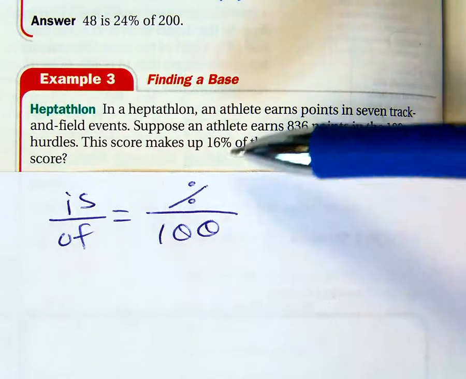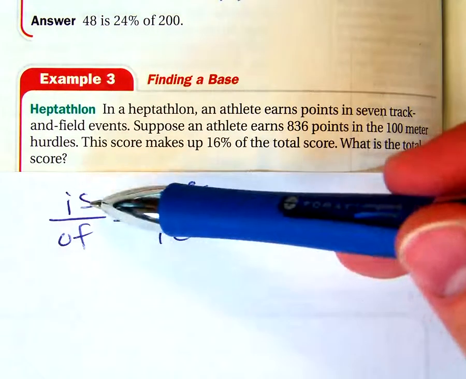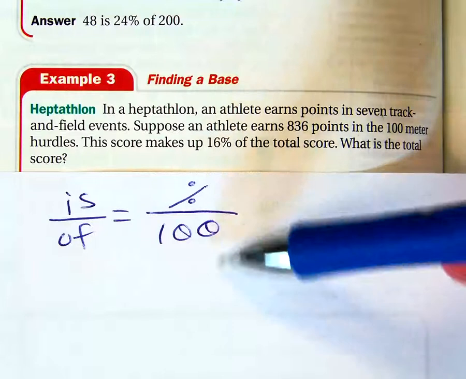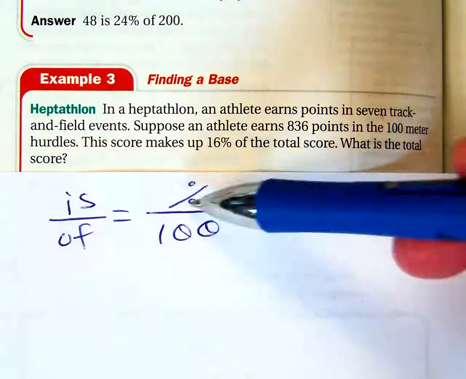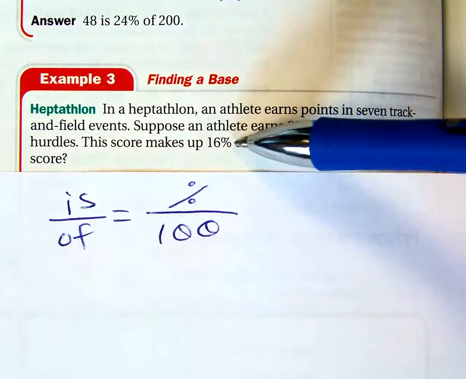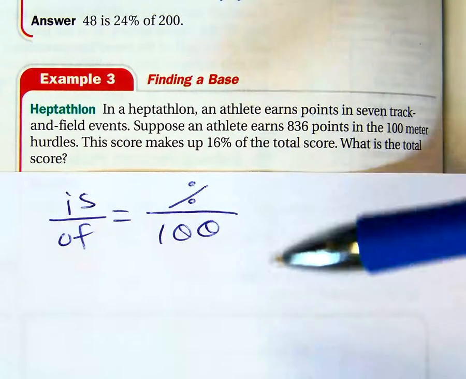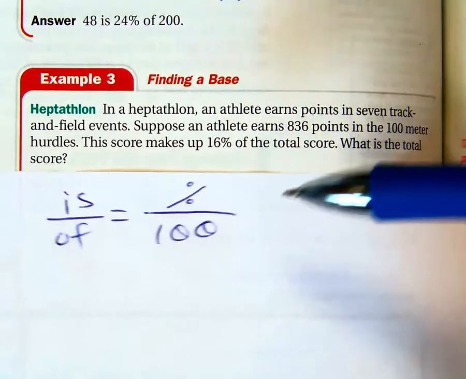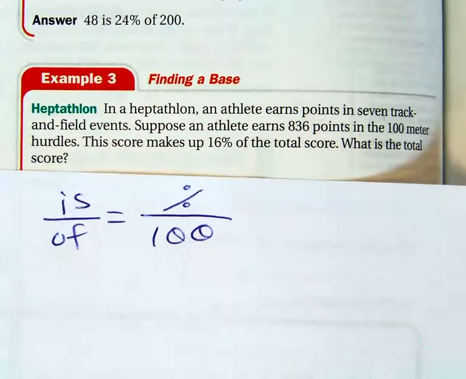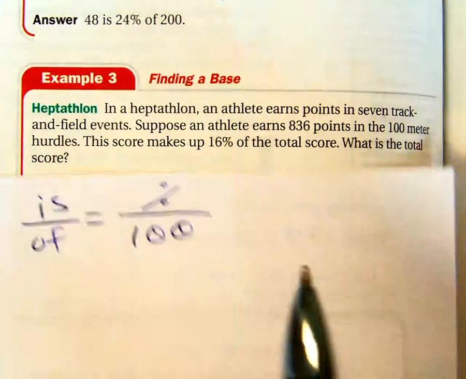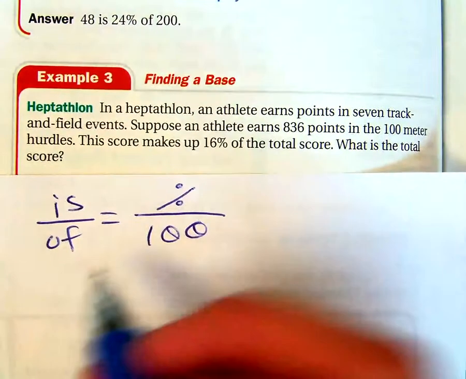So this should start with, don't worry about these two, but it should equal 16 over 100. Whatever we have, it should equal 16 over 100 because 16%. As long as we have that, we can worry about the other ones afterwards. So please start with 16 over 100. Now the is over of.